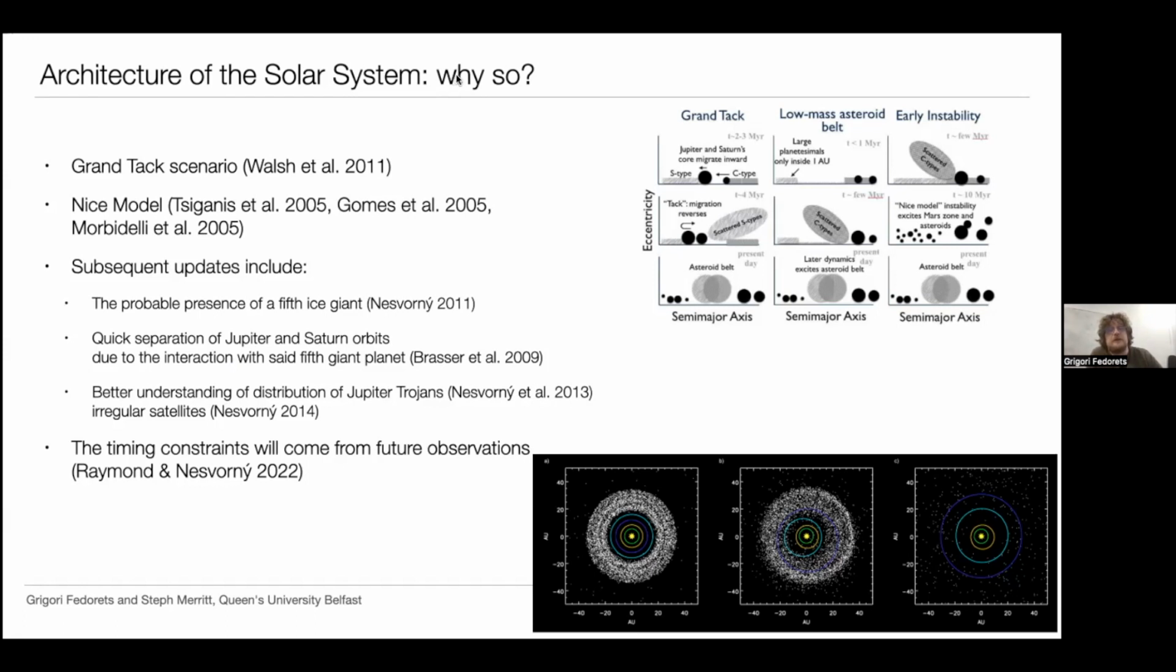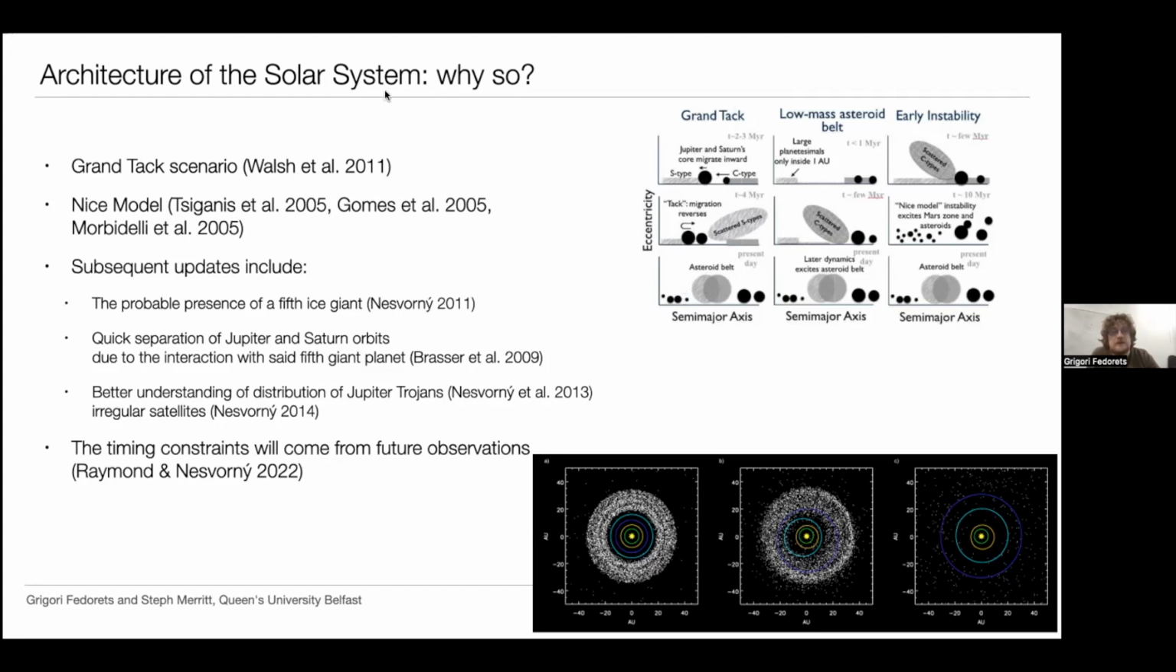There is something called the Grand Tack scenario, which means that Jupiter and Saturn first migrated inwards, and then they turned back, and then they formed the scattered S types, and then the asteroid belt makes up, producing the planets of comparable size. So these are simulation results.